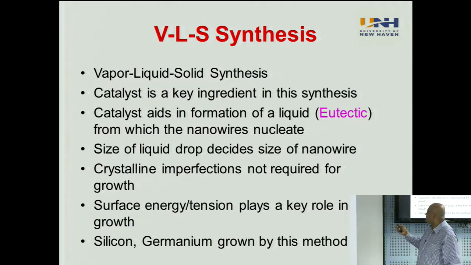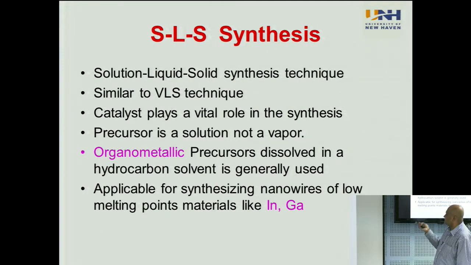So you heat it up to that eutectic point, the supersaturated eutectic point, and the size of the liquid drop that forms decides the size of the nanowire. With the catalysts, you can control the size. Again, we do not have control of that order, but we try to do it statistically to get the growth going that way. In the solid-liquid-solid synthesis, we do not need to go to that high temperature.